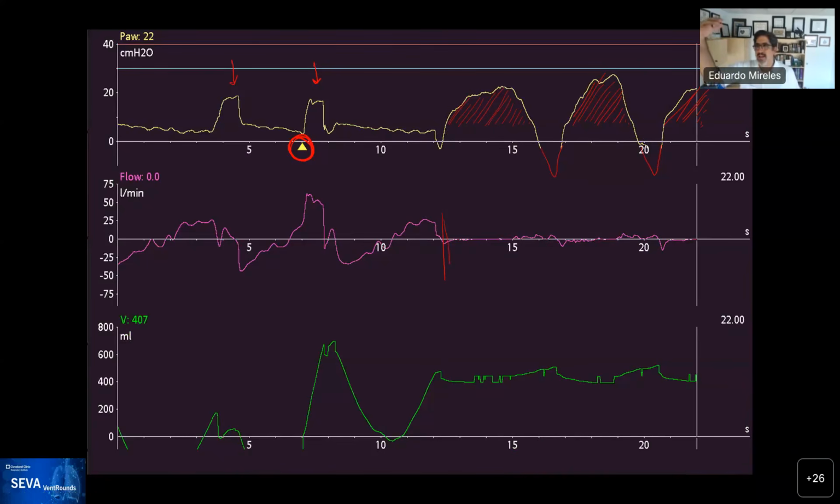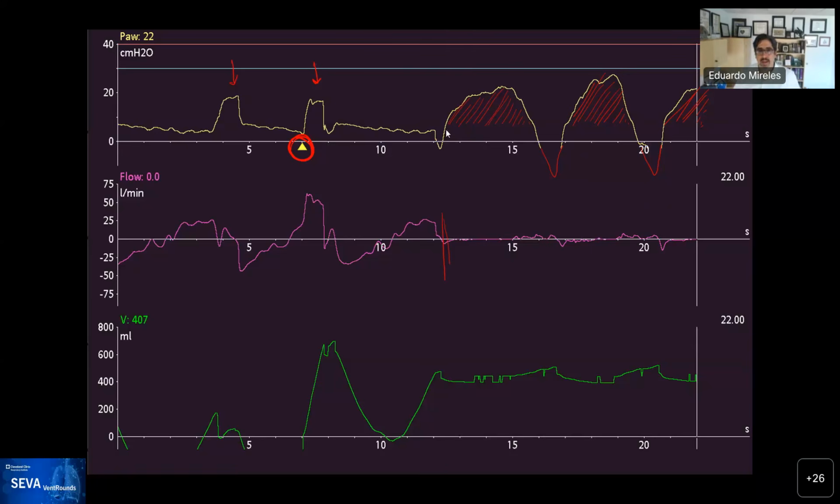Go ahead, Tim. I was just going to say that I've used that technique many times and I get all confused. I throw them in pressure support, and then I start to make sense of what's going on. That's a good technique, but I never thought of doing an expiratory hold. Yeah, it highlights it very nicely, right?